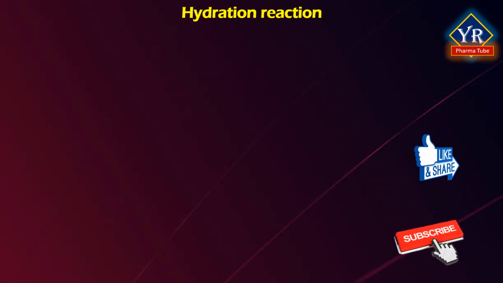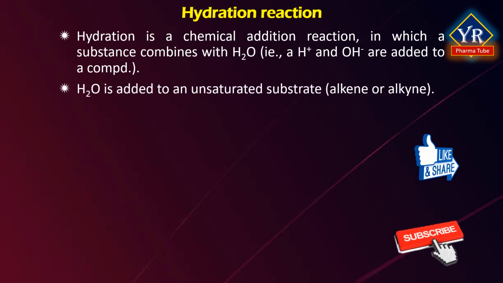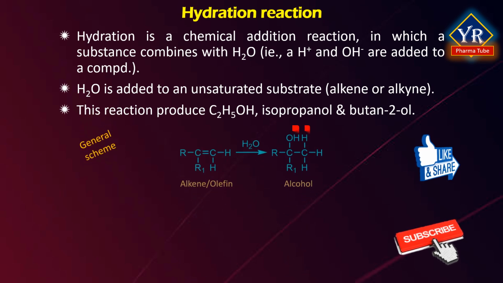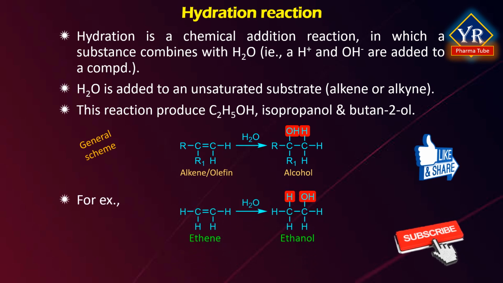Hydration reaction. In chemistry, a hydration reaction is a chemical addition reaction in which a substance combines with water. In other words, hydration is a chemical reaction where a proton and a hydroxyl group are added to a compound. In most cases, in organic chemistry, water is added to an unsaturated substrate, which is usually an alkene or an alkyne. This type of reaction is employed industrially to produce ethanol, isopropanol, and butan-2-ol. The general scheme for hydration reaction is illustrated in the figure. For example, industrial ethanol is produced by using hydration reaction of ethene, which is an alkene.